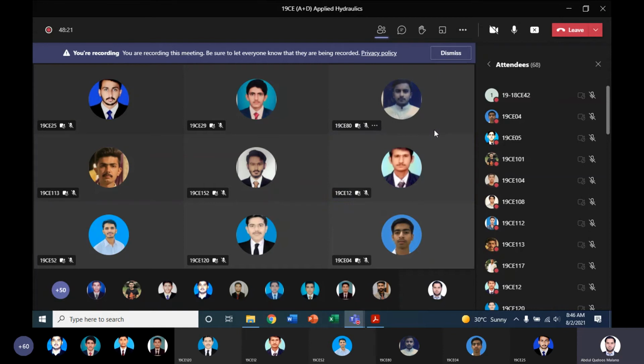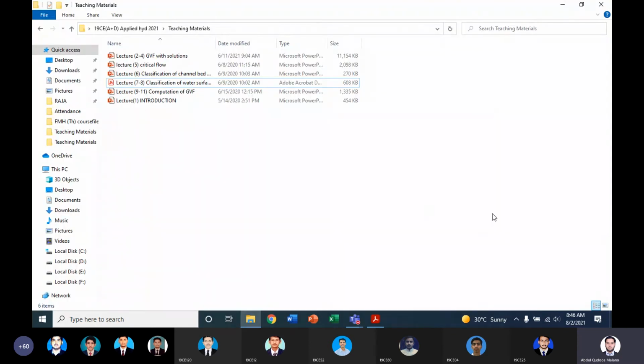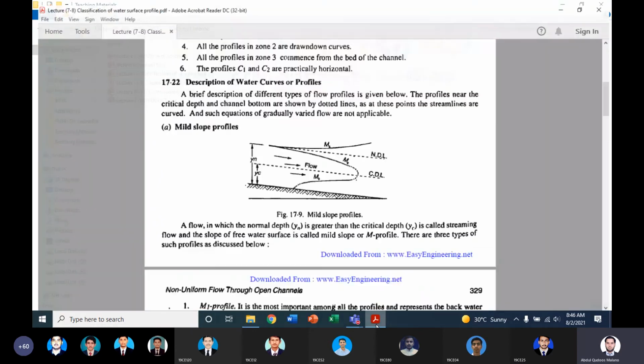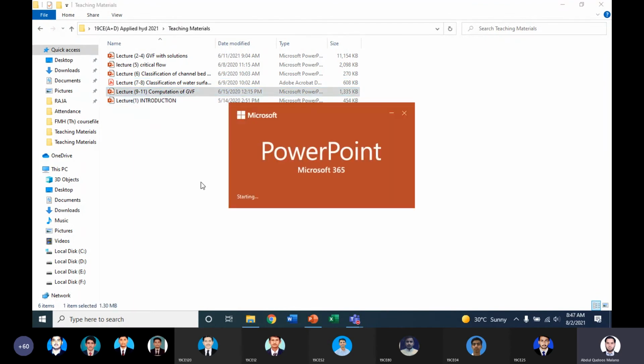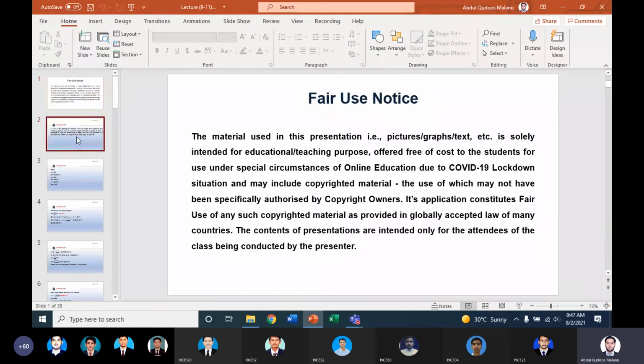Okay, let us solve one example related to this today, and then we'll wind up the class. And all these presentations up to lecture number 11 from the first chapter are uploaded on the MS Teams, so you can go and review them.